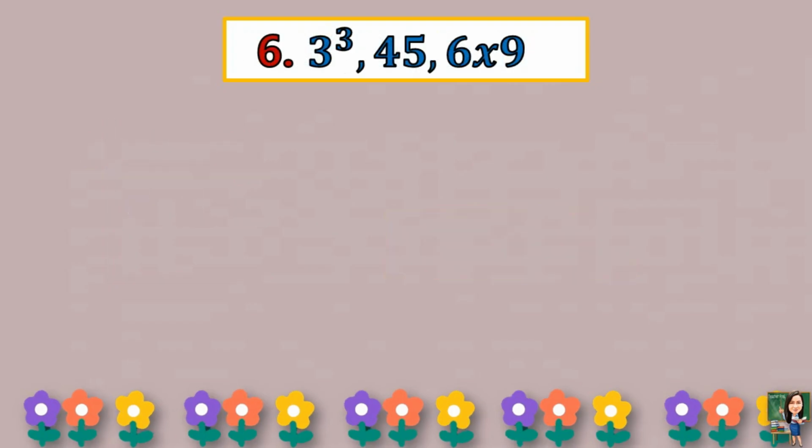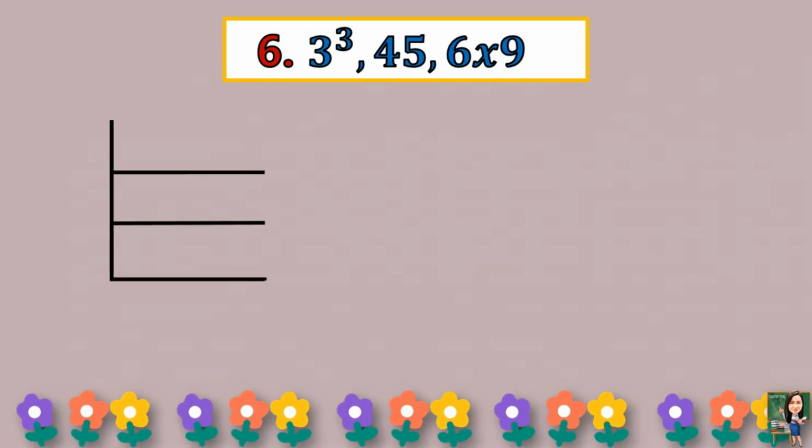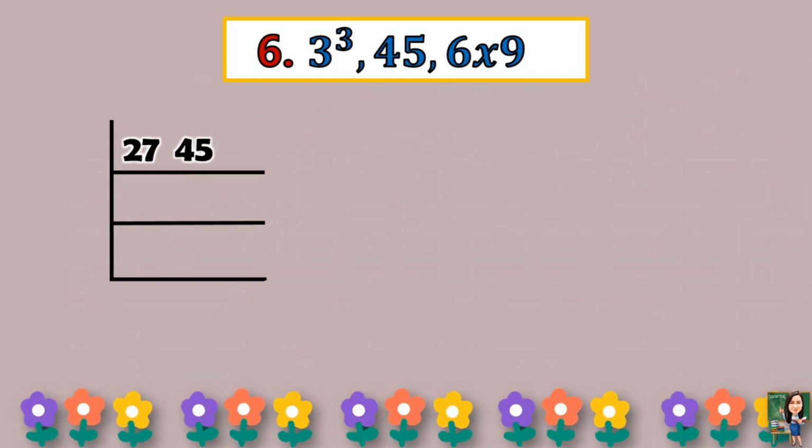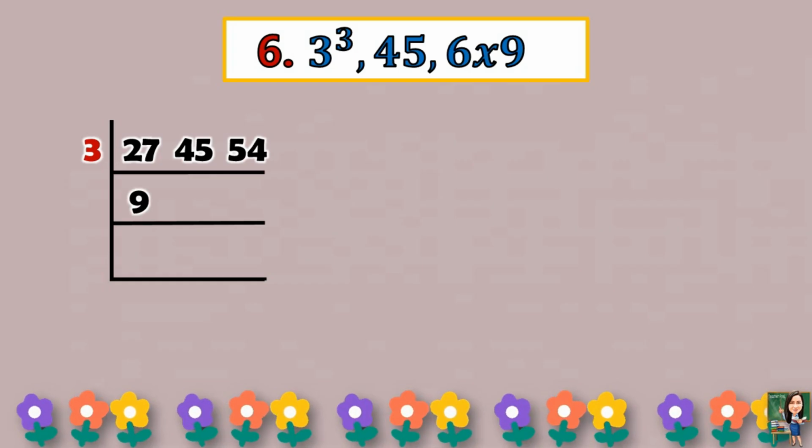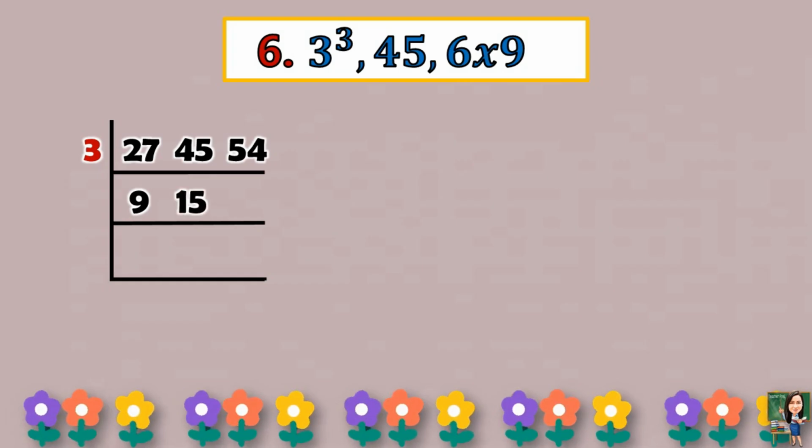And number 6. 3 cubed, 45, 6 times 9. 3 cubed, 3 times 3 times 3 equals 27. Copy 45. 6 times 9 equals 54. So 27, 45, and 54 are divisible by 3. 27 divided by 3 is 9. 45 divided by 3 is 15. 54 divided by 3 is 18.